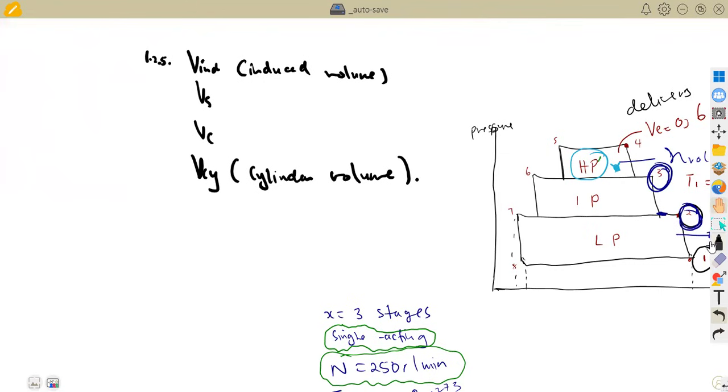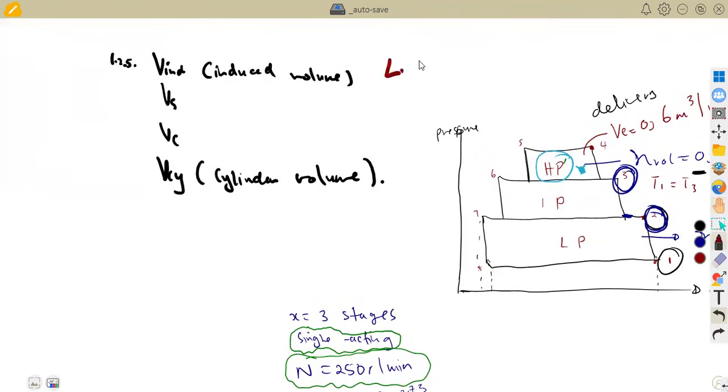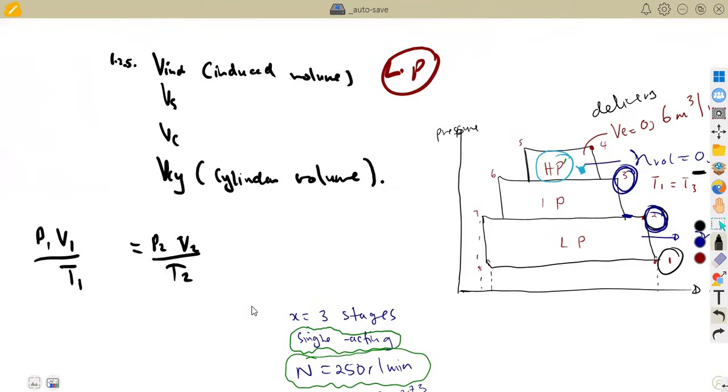Remember, this is for the low pressure cylinder, this is what we are talking about here. In order for us to have the induced volume, it indicates V1. From our gas laws, remember we had those gas laws, pressure, volume, and we've got these formulas from our first page: P1 V1 over T1 is equal to P2 V2 over T2. Those are the formulas we can go back and think about when calculating the induced volume, which is our V1 in that case.